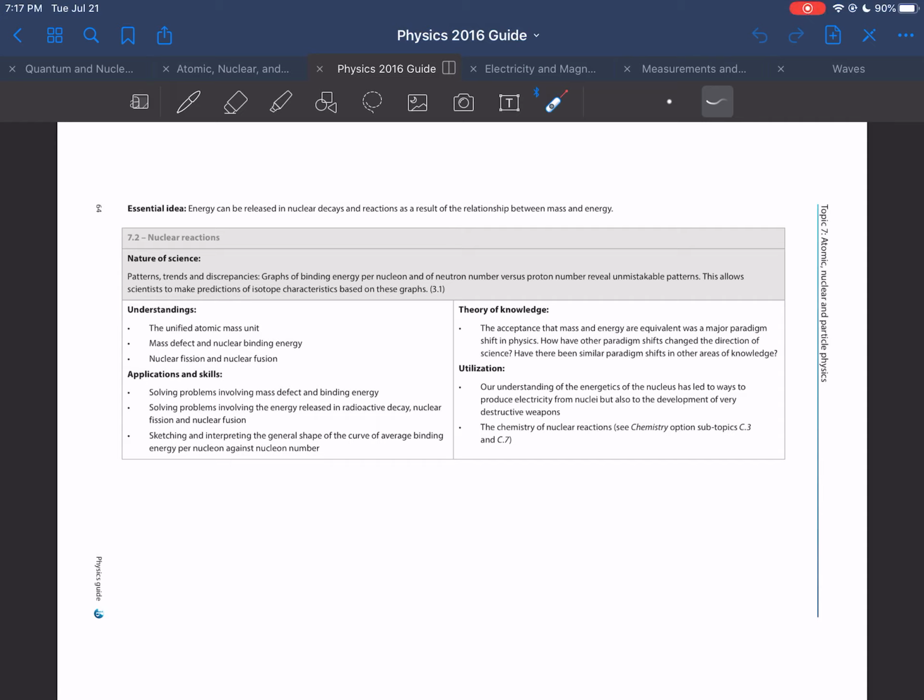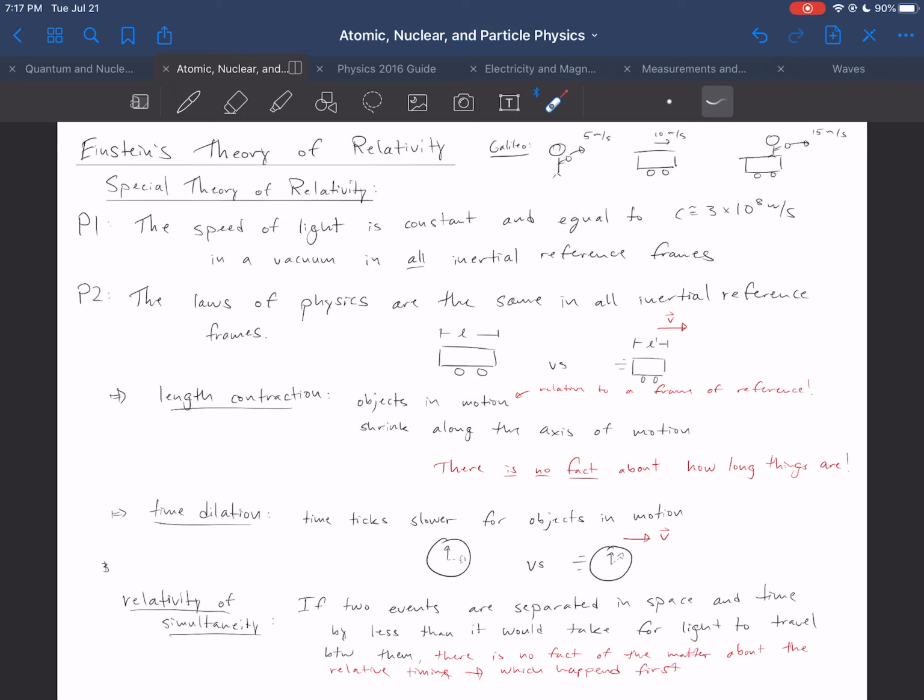Hello everyone. In this video we will continue to examine topic 7.2, nuclear reactions and the relationship between mass and energy. In the last video I ran through the introduction to the special theory of relativity, and we introduced the first two postulates. In this video we are going to consider what the results are, okay?